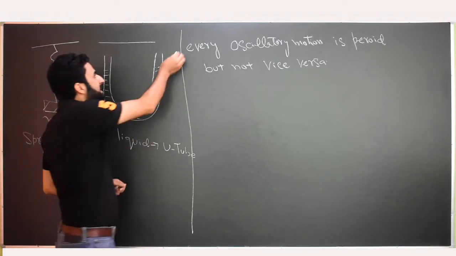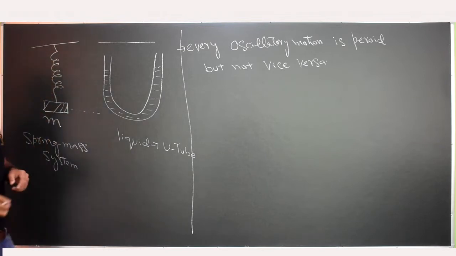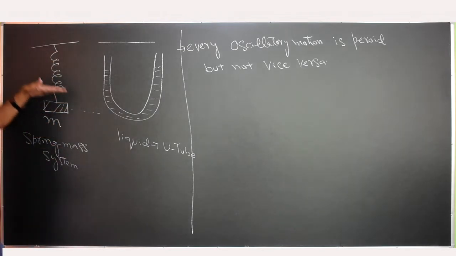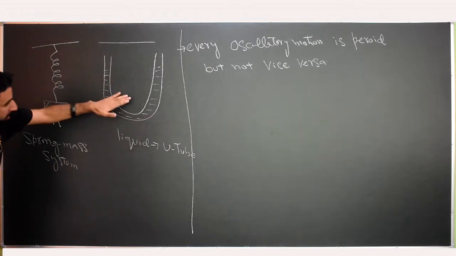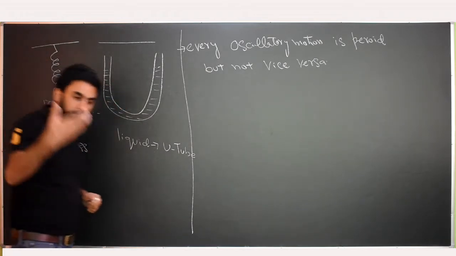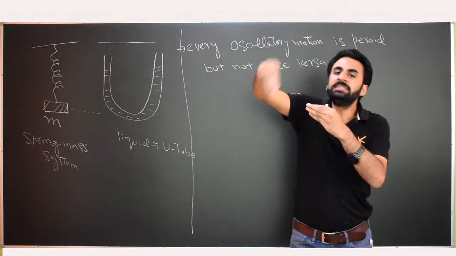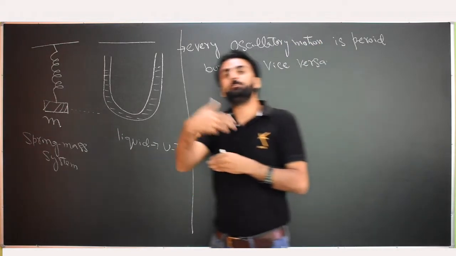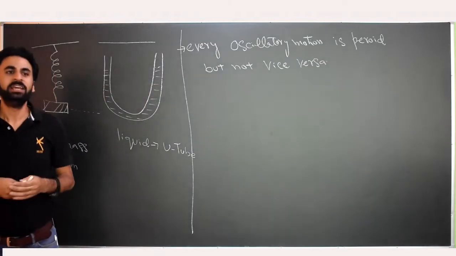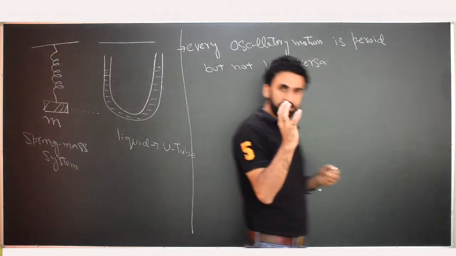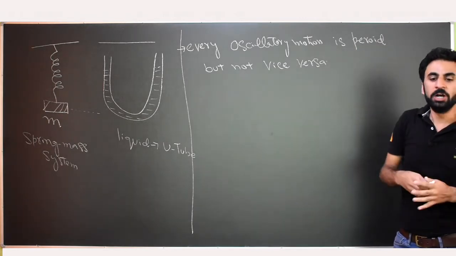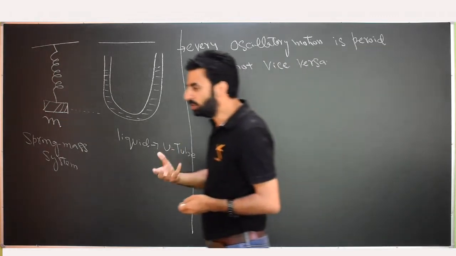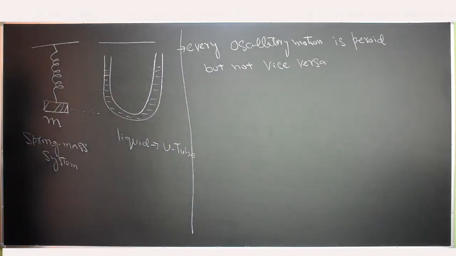So that is what we mean by this sentence, that every oscillatory motion is periodic but not vice versa. We took the example of a spring mass system. It is oscillatory, but automatically it is periodic because the motion is repeating after equal intervals of time. Similarly, the liquid in a U-shaped tube. But in the other context, suppose the revolution of Earth around Sun. It is periodic, but not oscillatory. Similarly, we may talk about the motion of a minute hand of a clock, or the motion of an hour hand of a clock. Those are periodic, but those are not oscillatory. So this is the distinction between periodic and oscillatory motion.